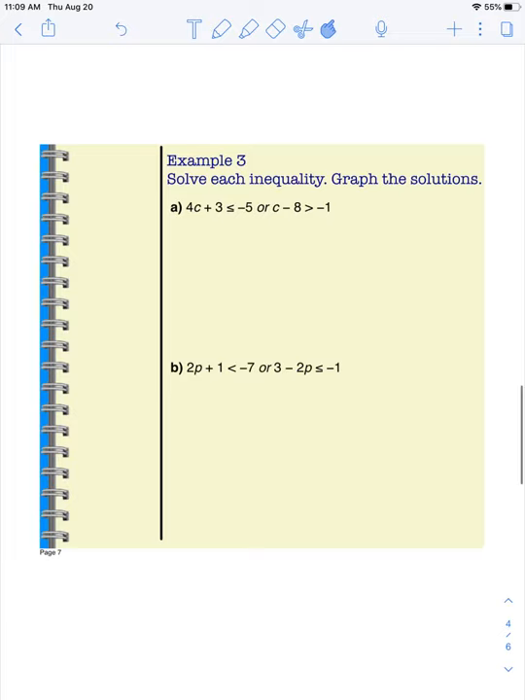All right, so now we're graphing or inequalities. Really, the or inequalities are just like the regular inequalities, but we have 2 on the same graph. They're pointing in opposite directions.